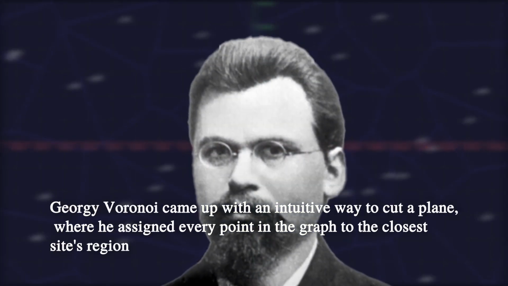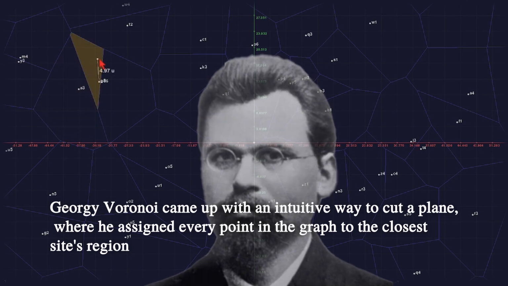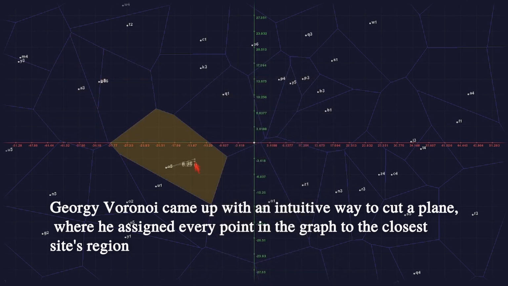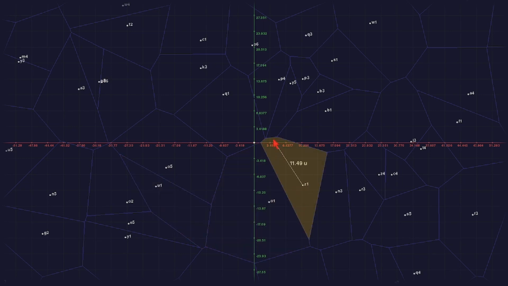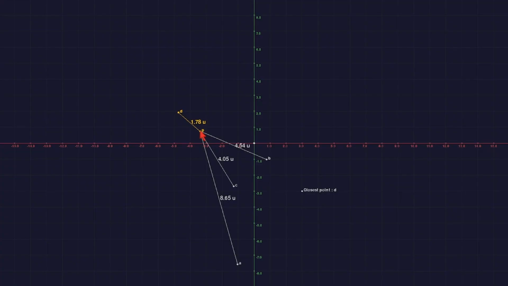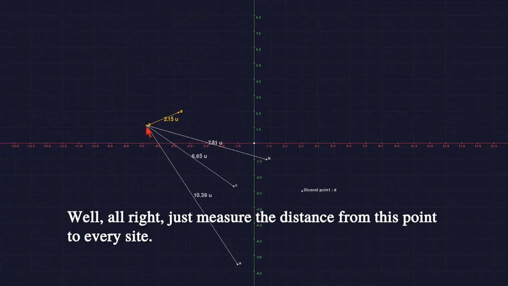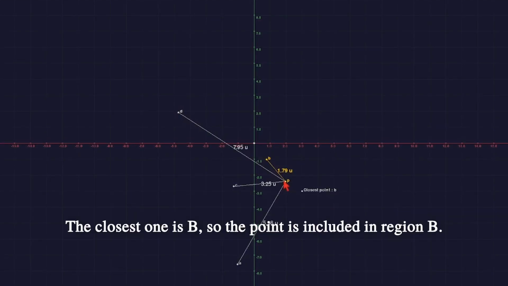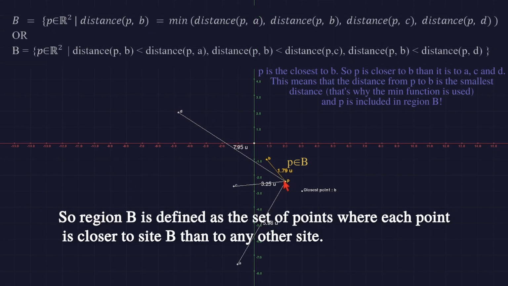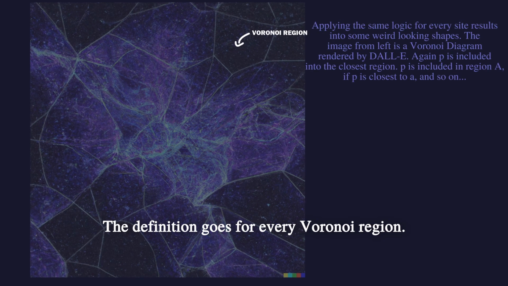George Voronoi came up with an intuitive way to cut a plane, where he assigned every point in the graph to the closest site's region. That doesn't make too much sense, does it? Well, alright, just measure the distance from this point to every site. The closest one is B, so the point is included in region B. So, region B is defined as the set of points where each point is closer to B than to any other site. The definition goes for every Voronoi region.